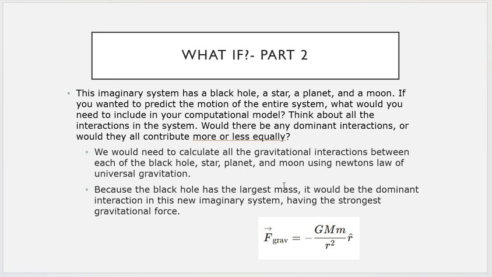So what if we wanted to predict the motion of the entire system in a computational model? We would need to calculate all the gravitational interactions between each object using Newton's law of universal gravitation. And since the black hole has the largest mass, it would be the dominant interaction in this new imaginary system, exerting the strongest gravitational force.